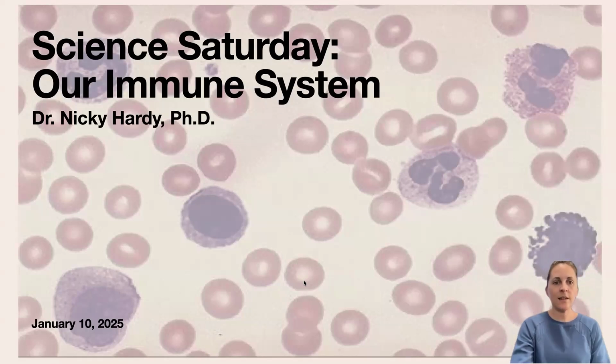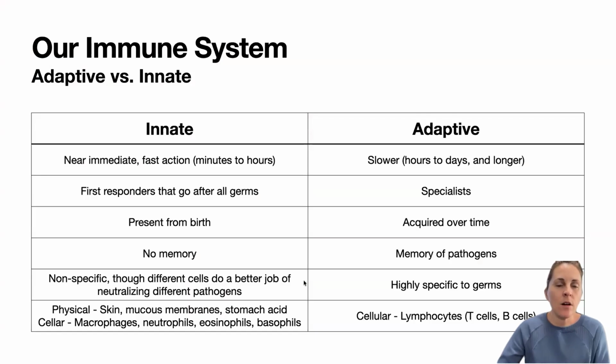Welcome to Science Saturdays. Today is January 10th, and we are talking about the immune system. Our immune system can be divided up into two major pieces, the innate or the fast-acting immune system, and then the adaptive, which is slower to respond. With our innate immune system, we're talking minutes to hours response time, as opposed to the adaptive immune system, which takes hours to days and sometimes even longer into weeks.